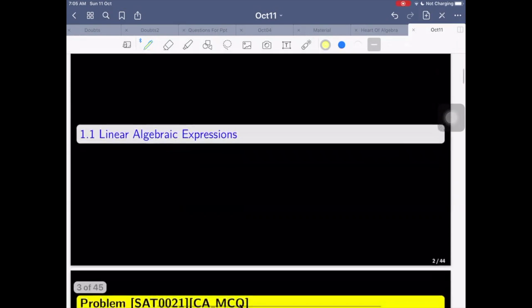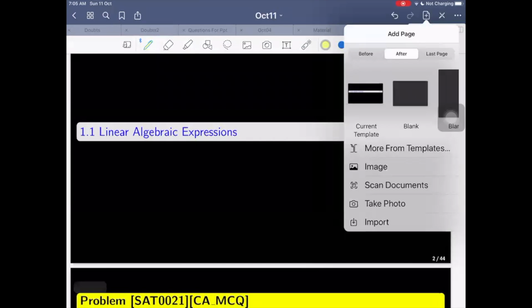I'll quickly give you a recap of what we plan to discuss. So, hope you heard of the term expressions. There are two kinds of expressions. One is the numerical expression, for example, 3 plus 8. This is a numerical expression.